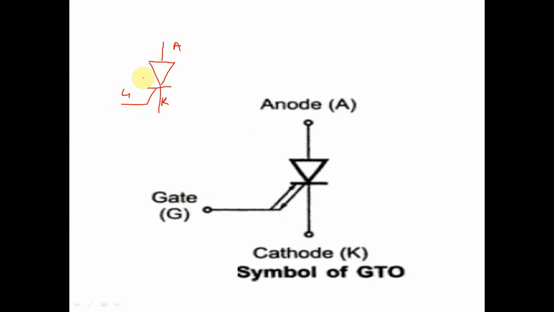But look at the difference between these two symbols: there are arrow indications. This is the incoming arrow and this one is the outgoing arrow. The incoming arrow indicates turn on of GTO, and the outgoing arrow indicates turn off of GTO. So the symbol of GTO has three terminals: anode, cathode and gate.